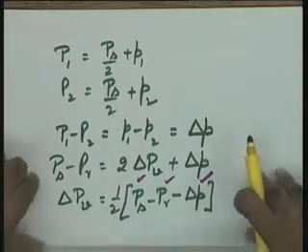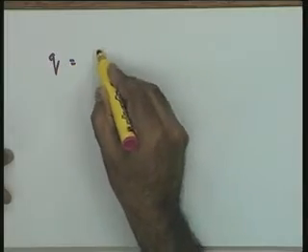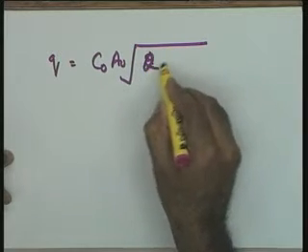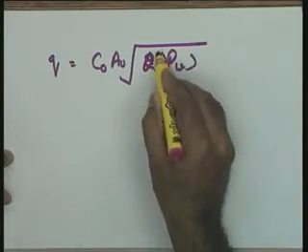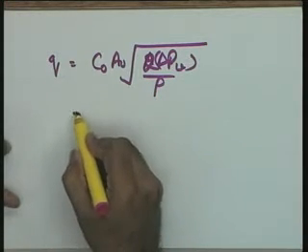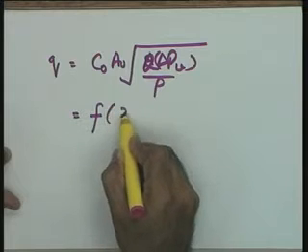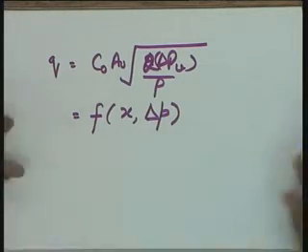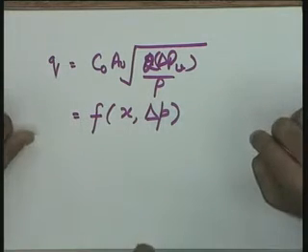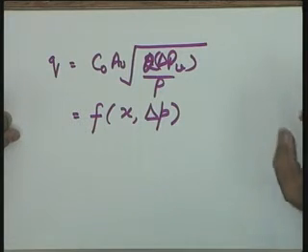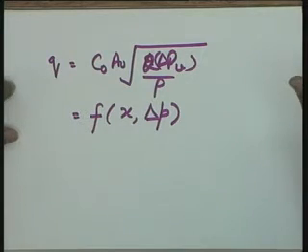In that particular case, you can write this relationship as Q equal to C naught A naught, I am rewriting this, square root of 2 into del Pv divided by rho. Please see that if you permit, this relationship I am going to write as a function of x and del P. All other variables of the system get fixed. Please see your A naught, I told you to store that in your memory. A naught is equal to W into x, where W is the port width. Okay?